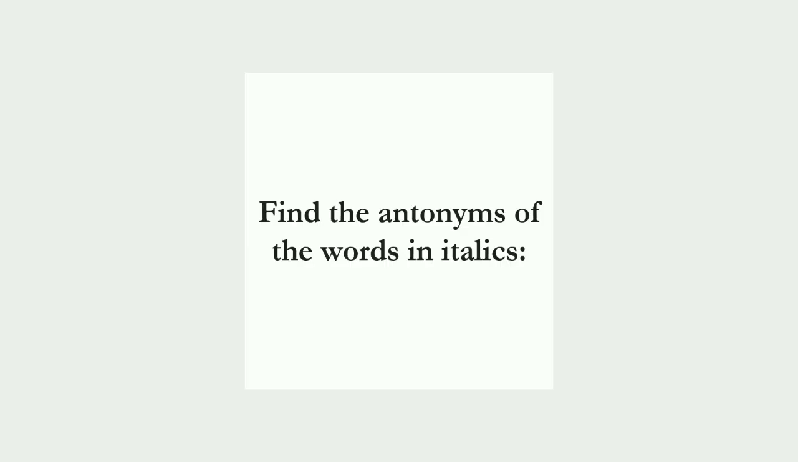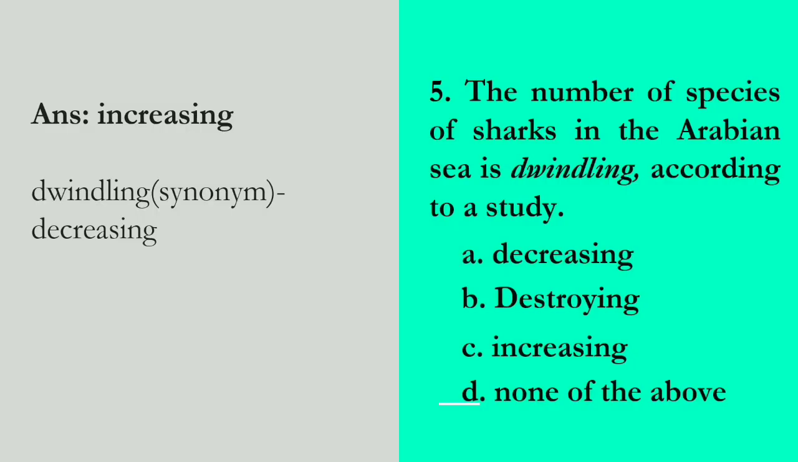And now we'll move on to the next session. There you have to find the antonyms, that is, opposites of the words that are given in italics. The number of species of sharks in the Arabian Sea is dwindling according to a study. So you need to find the opposite of the word dwindling. Let us see the options: decreasing, destroying, increasing, none of the above. Of course, you know the meaning. Dwindling means decreasing, so you have to find the opposite, that means increasing. The answer is increasing. I hope you got it.